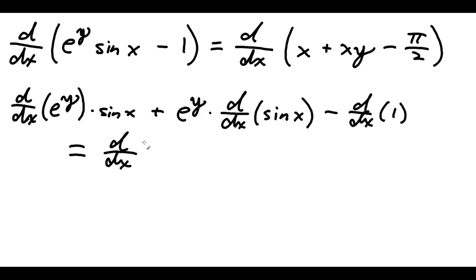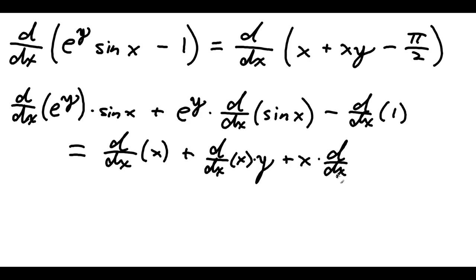we have the derivative of x plus, now we have another product here, so we'll use the product rule again. We have d by dx of x times y plus x times d by dx of y. So again, we're differentiating the first factor and the second factor. And finally, we have minus the derivative of pi over 2.